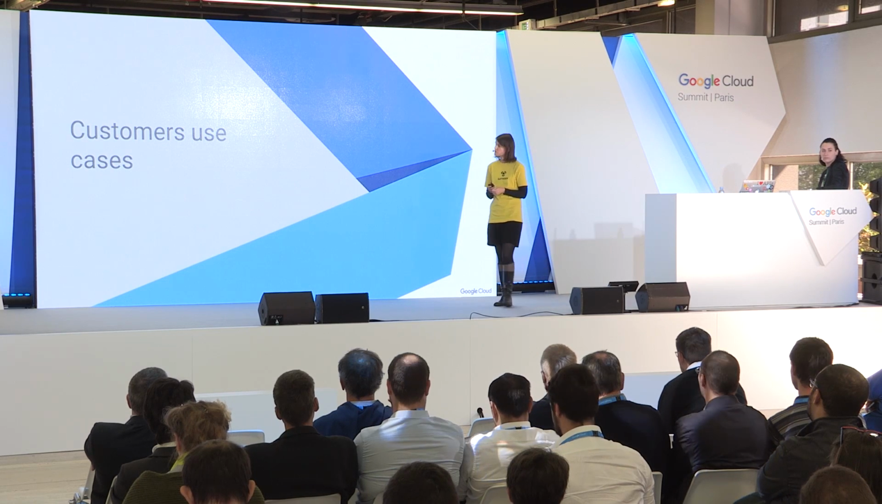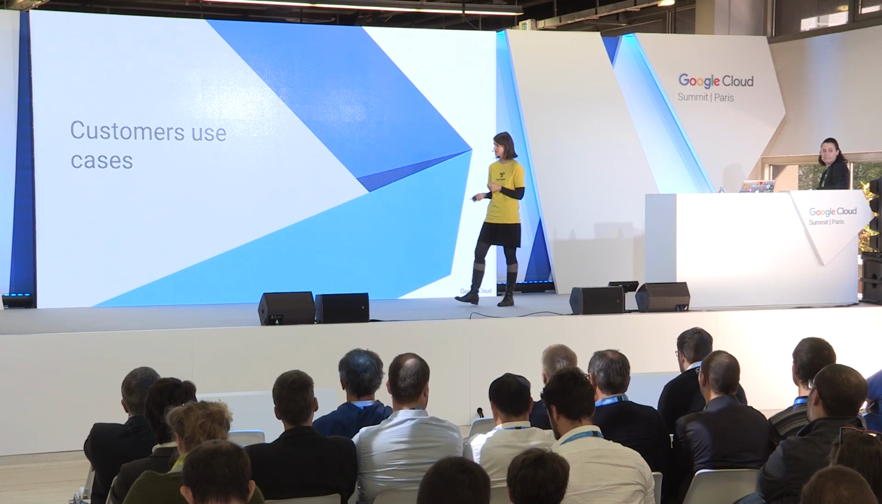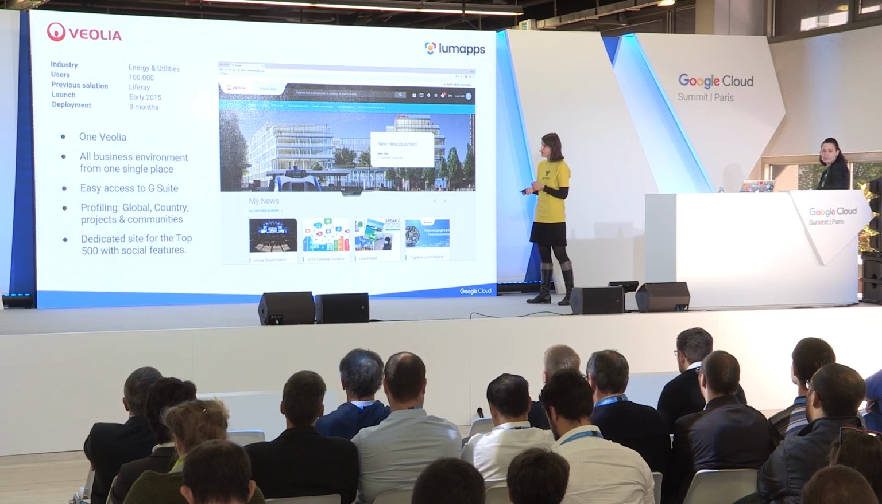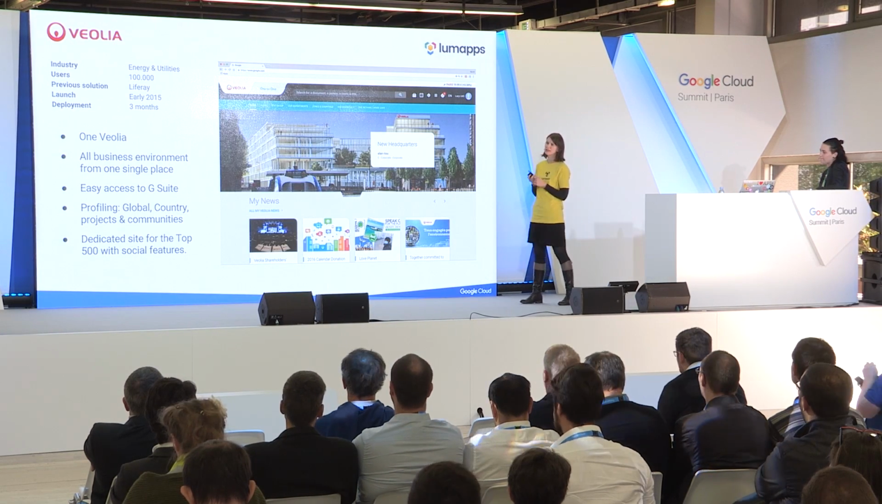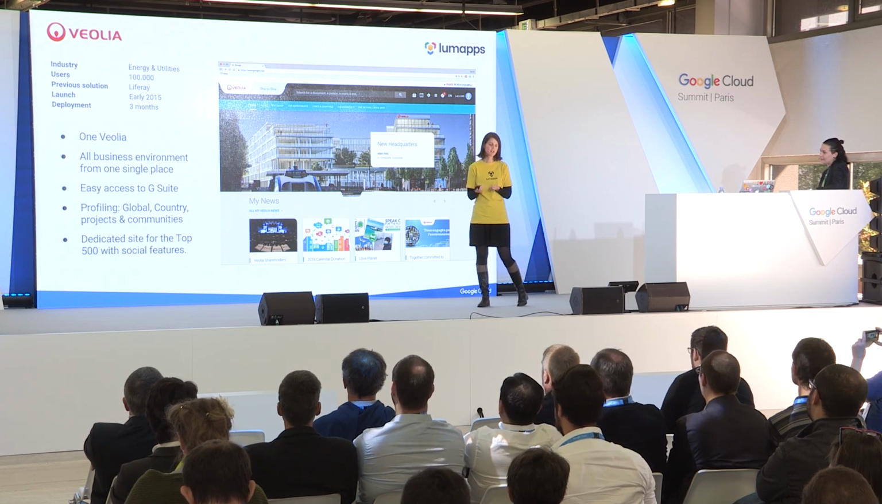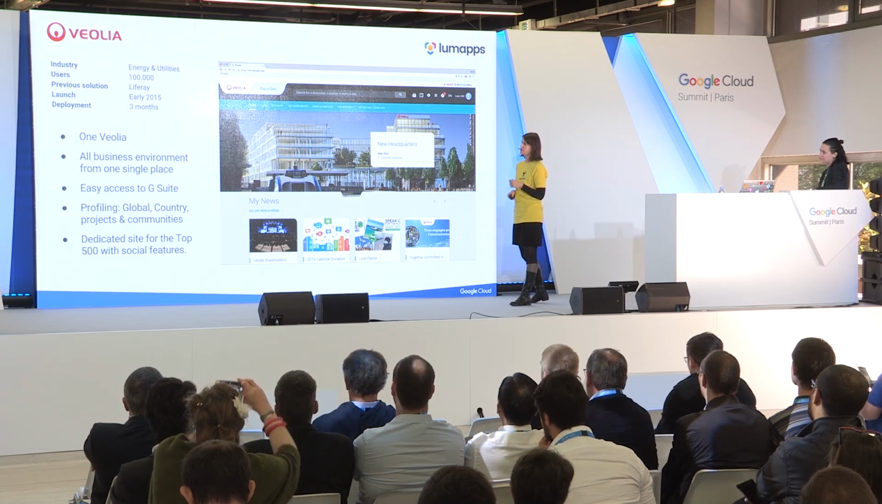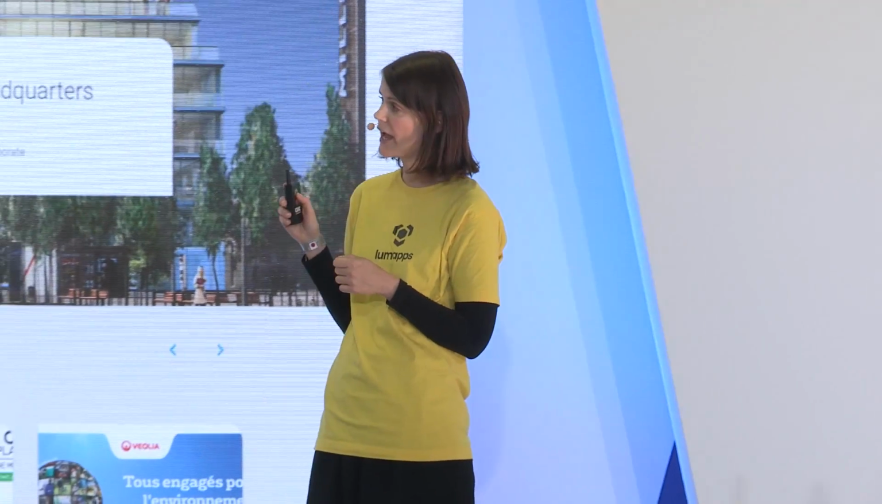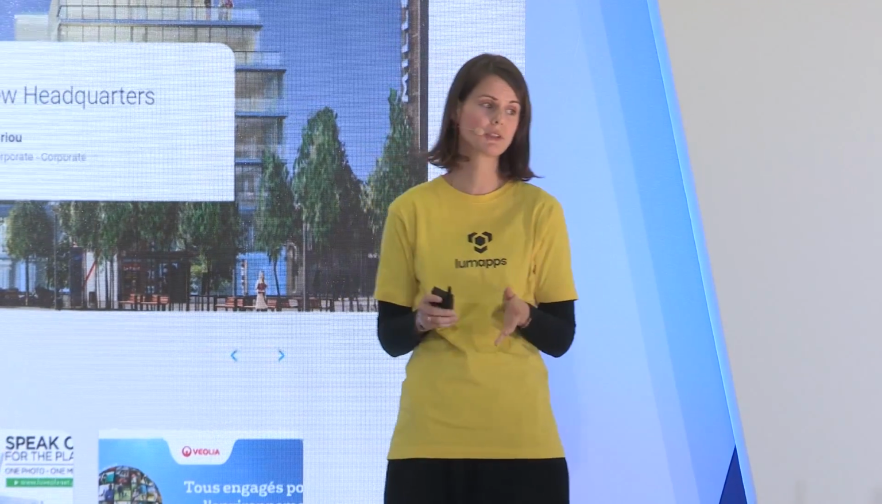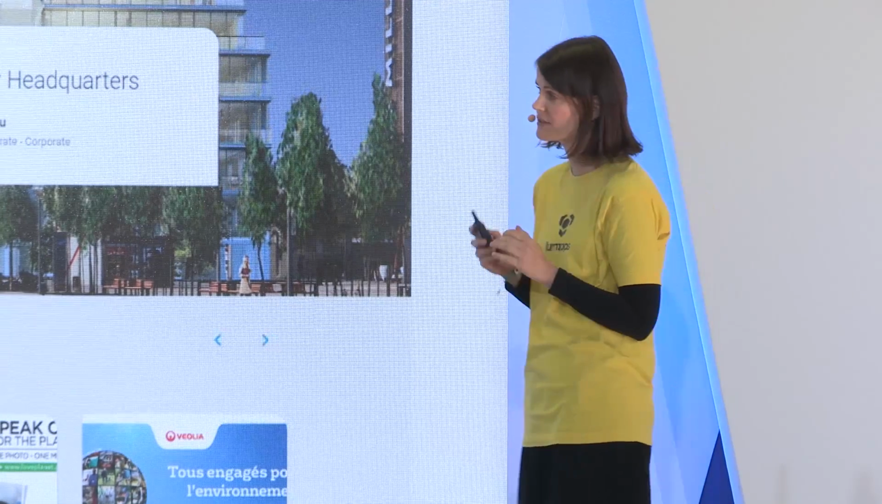I'm going to go over four simple use cases to show you what our customers are doing with LumApps. The first customer is Veolia. Veolia is our first historical customer. It's a French international company. They have activities around energy and utilities, and they have external growth. They grow externally a lot. So they need to develop a sense of belonging and a sense of community for all their employees.